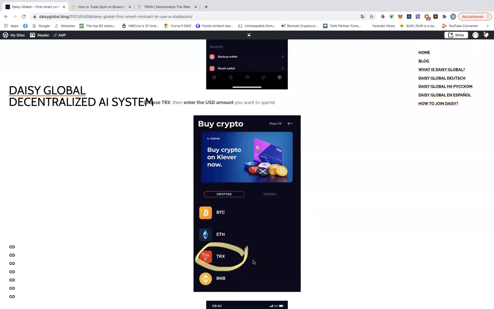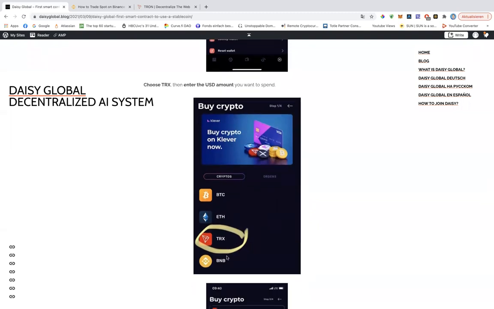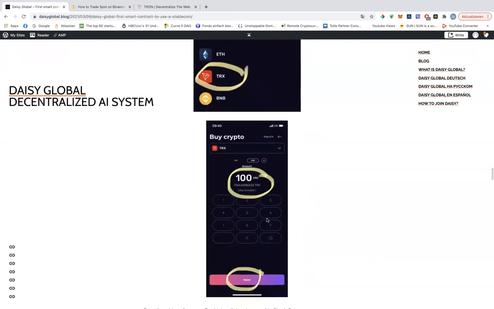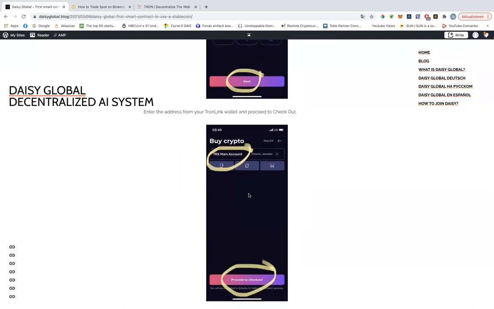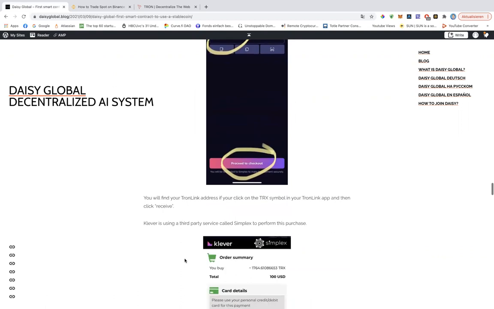You pick what you want to purchase. In that case, you want to purchase Tron. You enter the amount. You can enter it in dollars. You can enter it in Tron. And then you hit next. You paste the address from your TronLink wallet, right? In that field right here. And then you say proceed to checkout.